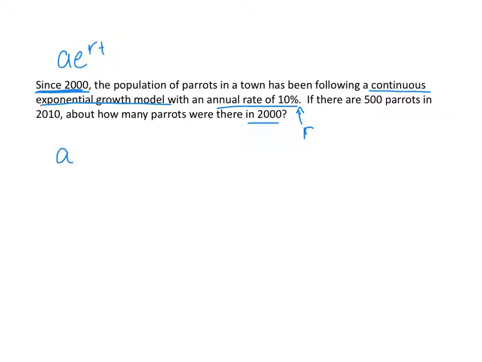And then we want to know when it's saying after 10 years that there are 500 parrots at the end. So I'm going to just put A as the initial amount, that's what we want to solve for, times E to the RT. So R, the rate, to write as a decimal, would be 0.1. And then T, the time, is 10 years. So it's saying we want to know the initial amount if the rate is 10% and it's 10 years later in 2010, and now there are 500 parrots.